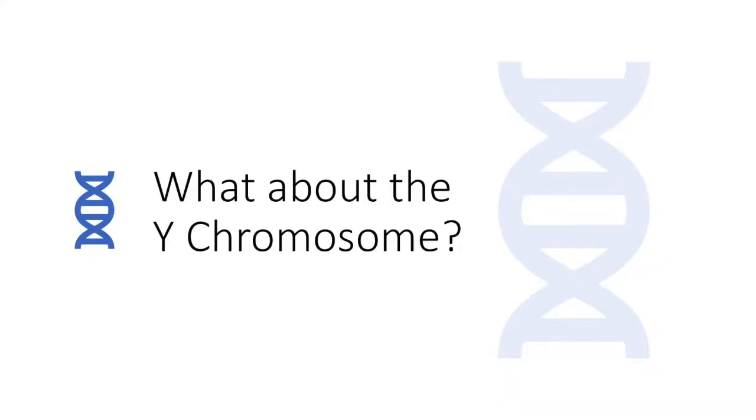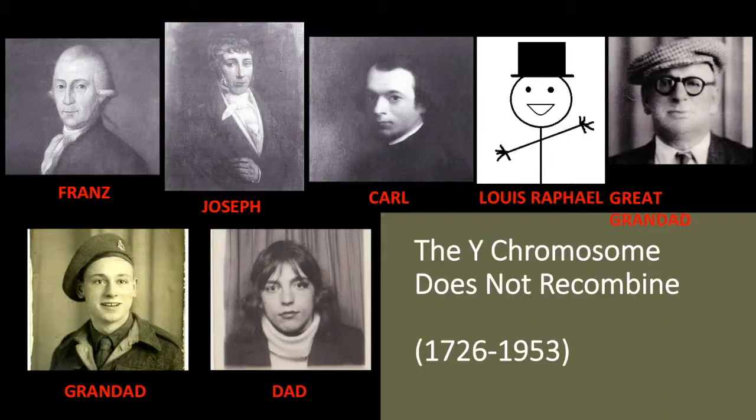So that's autosomal DNA. And now we're going to talk a bit about the Y chromosome, which, as we discussed before, is passed from father to son almost perfectly intact for generations and generations. So for the Y chromosome, we're going to be looking at my direct paternal line. So similar people, but all men this time. We've got my dad, my granddad, my great-granddad.